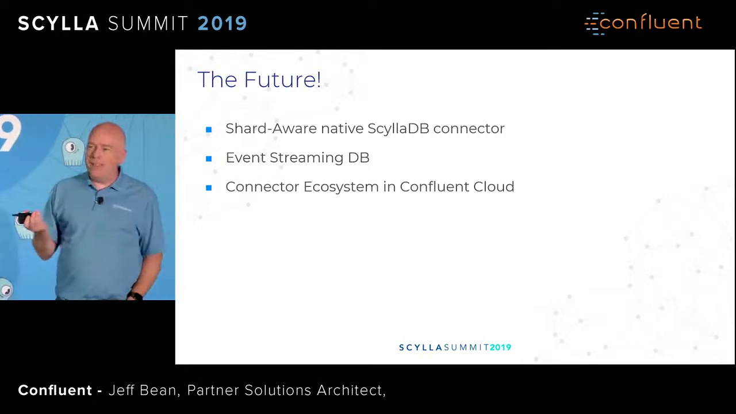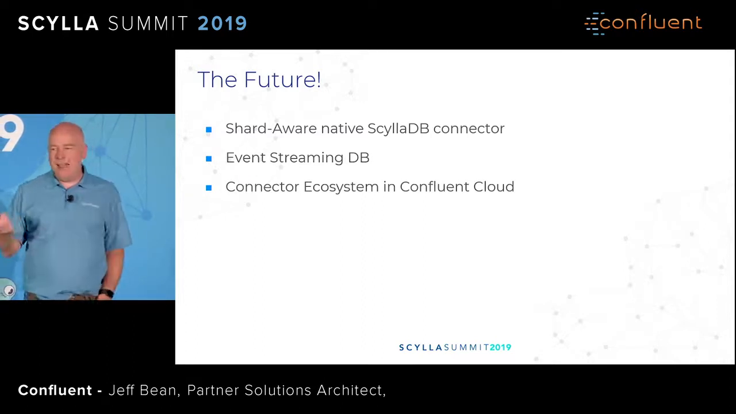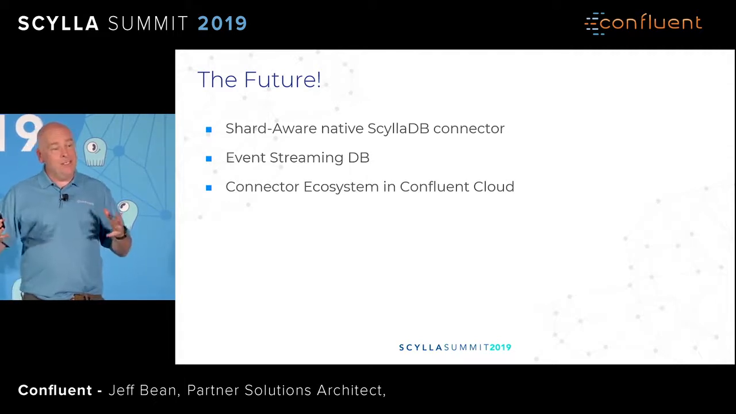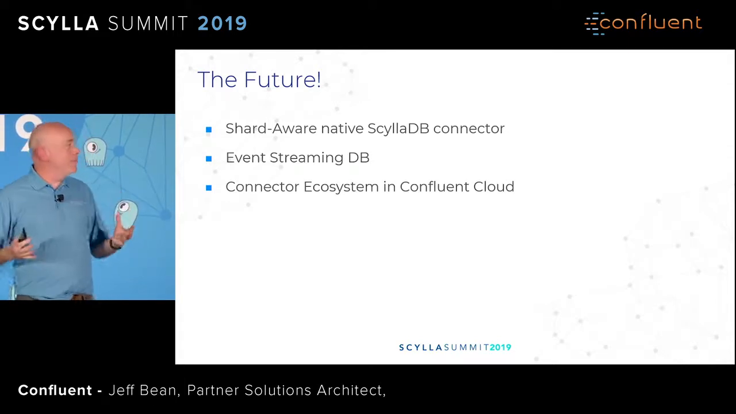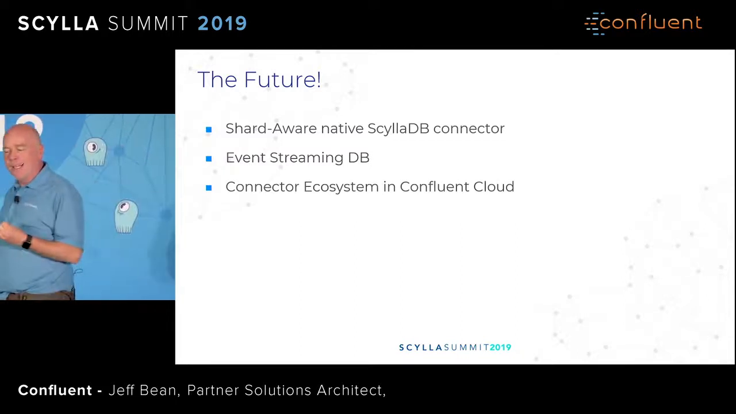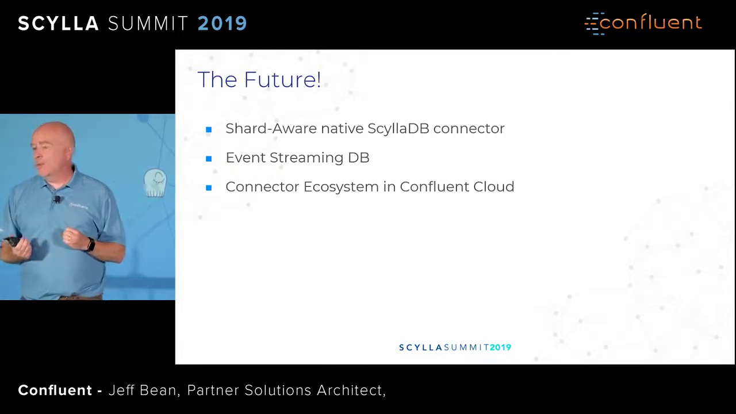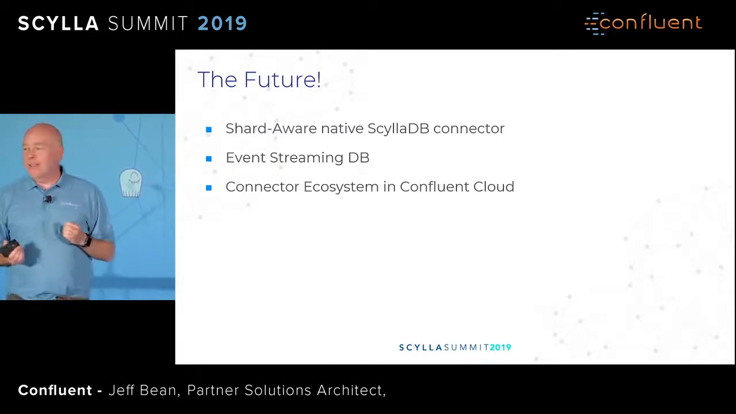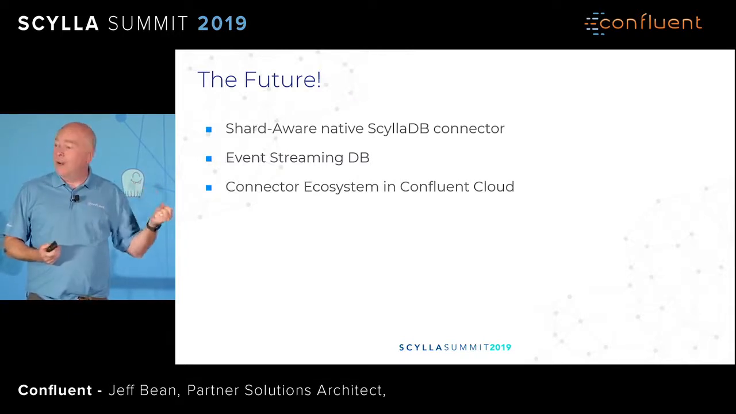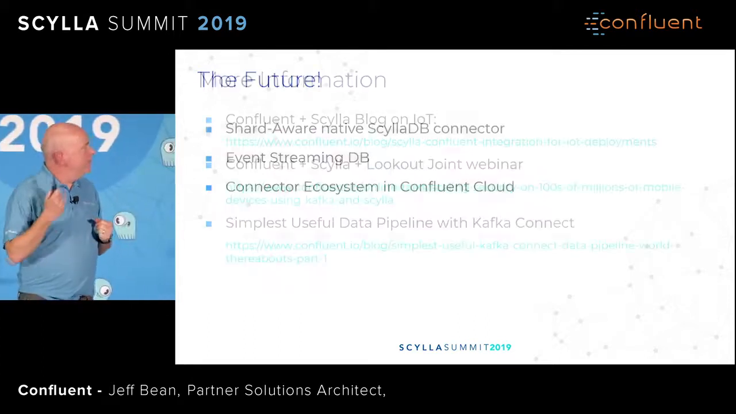Confluent Cloud today does not have terribly great connector support. You can read and write to S3 and AWS and your cloud local storage. We're going to be expanding that ecosystem with both Confluent connectors and Confluent partner connectors. And we're also talking with Scylla about possibly producing a native ScyllaDB connector. Today we're working with the Cassandra connector. It works really well. It's used in production in lots of different places. But there might be a need for a shard-aware native connector. So we'll take a look at that as well.